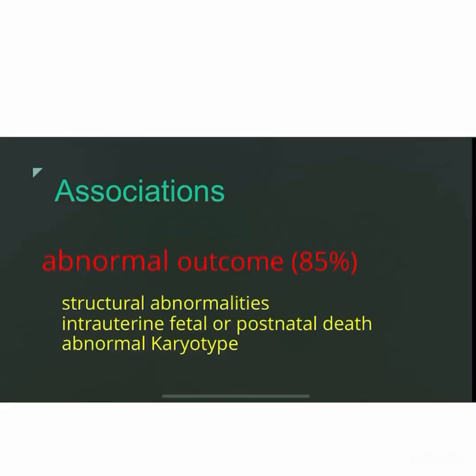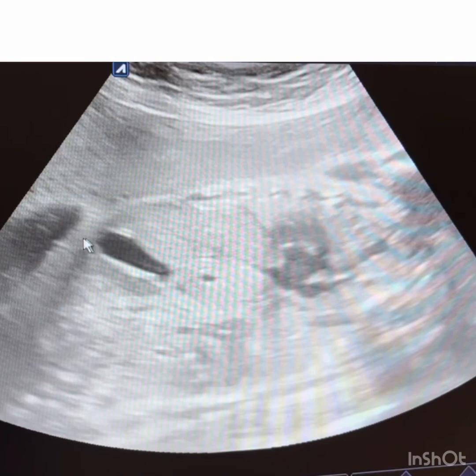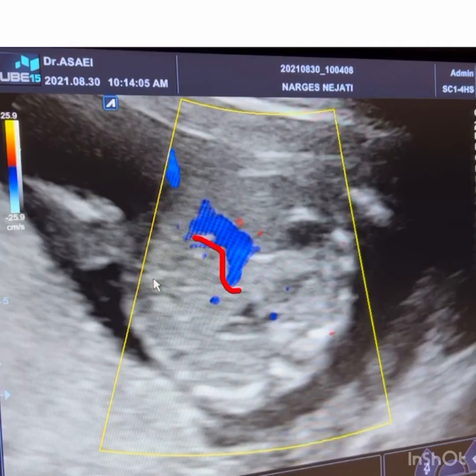As absent fetal stomach is associated with 85% abnormal outcome in pregnancies, it's very important to diagnose it in the anomaly scan. So in this video, we review the normal stomach in the fetus, its normal anatomical place, not to misdiagnose it with the normal gallbladder, and also not to misdiagnose it with the normal umbilical vein.